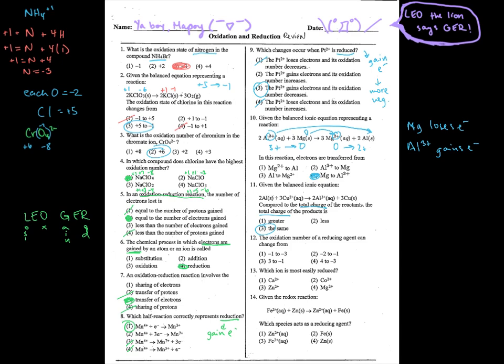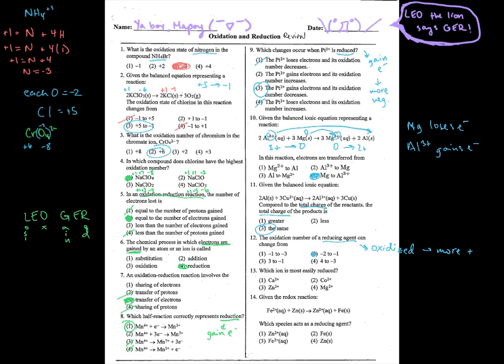Number 12, the oxidation number of a reducing agent. So agents are those that help the other process. So a reducing agent is the one that gets oxidized. By being oxidized, you help the reduction reaction. You're a reducing agent. So being reducing agent means you're being oxidized, so you're becoming more positive by losing electrons, and that's choice 2.